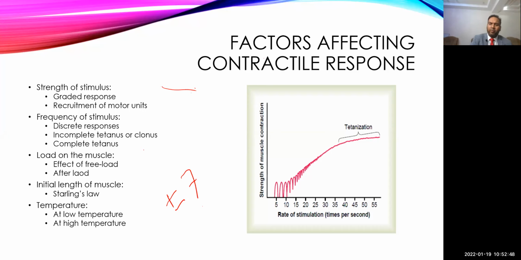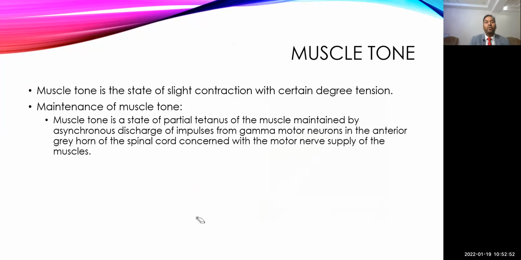So that's all about the properties of the muscles and characteristics of muscle contraction. Then come to the muscle tone. Physiologically, we can define muscle tone as a state of partial contraction of the muscle at rest.